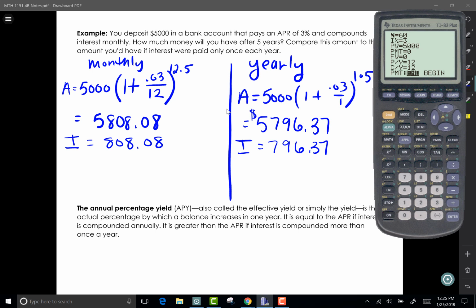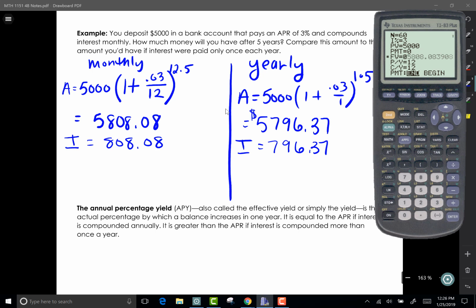Okay, once I have all my values entered except for what I'm trying to solve for, then I'm going to scroll down to whatever I'm trying to solve for. In this case, I'm trying to find my accumulated amount. Calculator language is future value. So I'm going to make sure my cursor is blinking on the future value. And then what I'm going to do, right above my enter button, on this one it's green, I don't know if yours is a different color, but right above the enter button it says solve. And then I'm going to hit the green button here for alpha and enter.